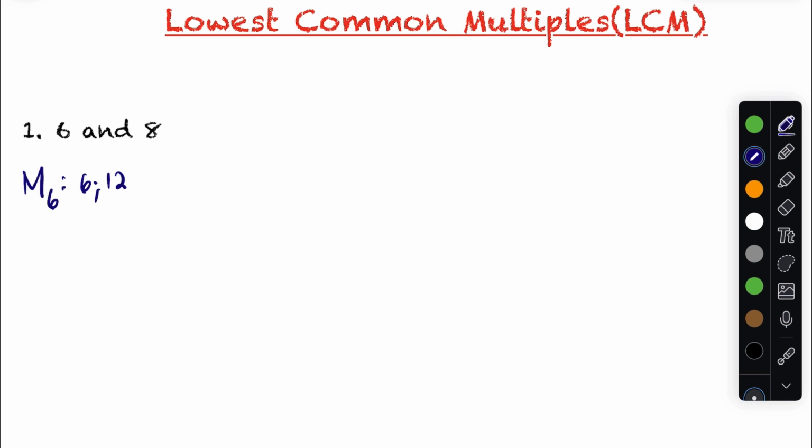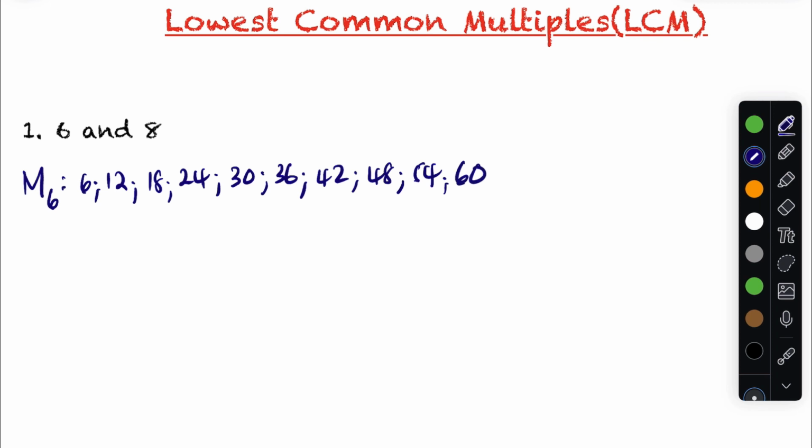It's 6, 12. I'm going to take the first 10. 12, 18, 24, 30, 36, 42, 48, 54. Let's see how many are there. 1, 2, 3, 4, 5, 6, 7, 8, 9. Okay, that'll be 60.